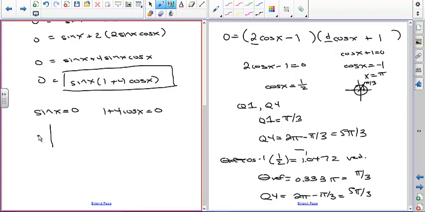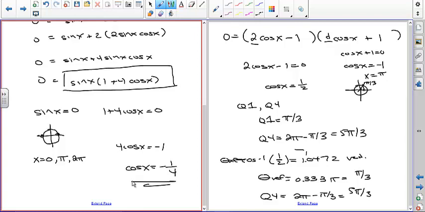So again, this one is on the axis, so you could just use the unit circle, and you say, where is the sine of x equal to 0? Well, that's either here or here. So it's x equals 0, pi, or 2 pi. And then this one, if you solve for it, you'll get 4 cosine of x equals -1, cosine of x equals -1/4.